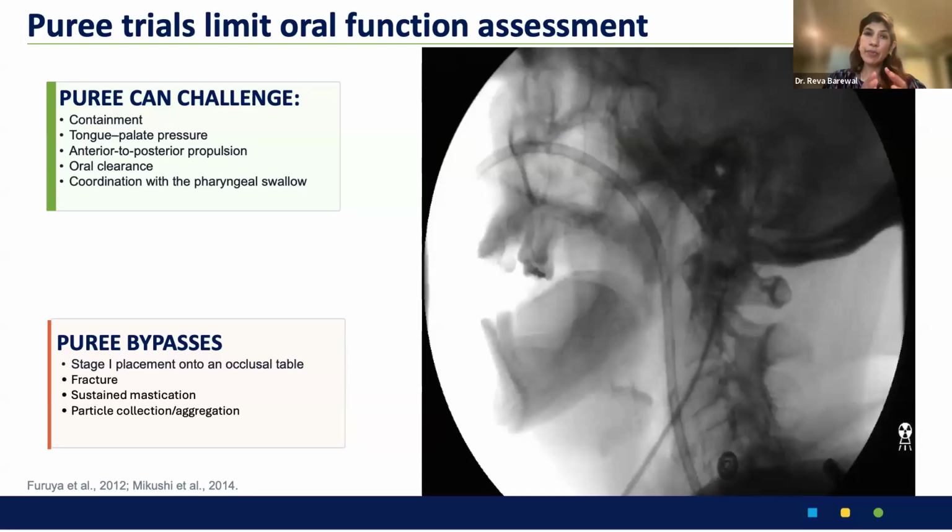But that food is pre-processed in the sense that it's not dynamically changing in the mouth. The patient doesn't have to place it on the occlusal surface. They don't need to fracture it, repeatedly move it laterally, or combine particles with saliva. So what that trial is telling you is that the patient can perform the puree task, but it doesn't tell you what happens when the mouth has to manufacture a swallow-ready bolus from a solid. That's the conversation we had about stage one, and puree isn't really challenging that either.